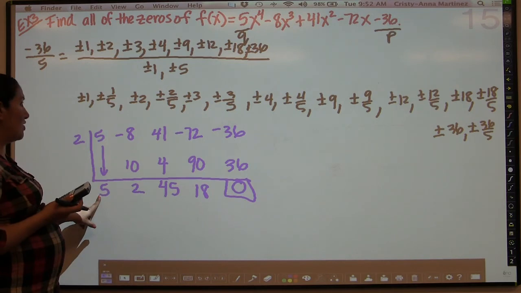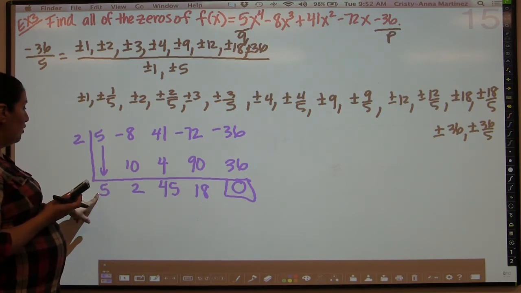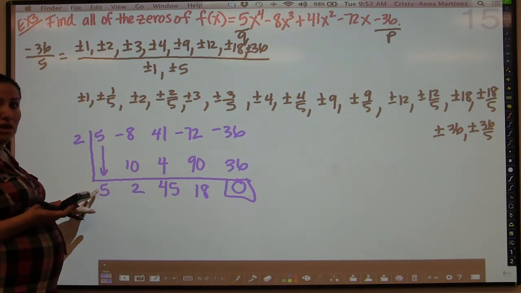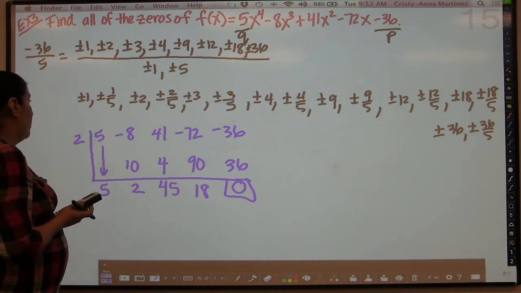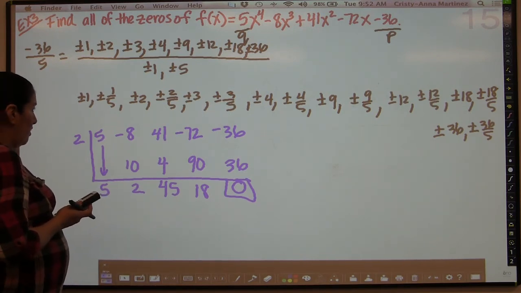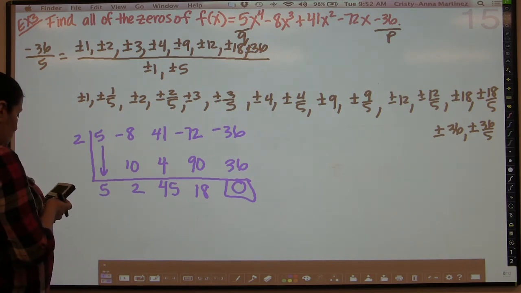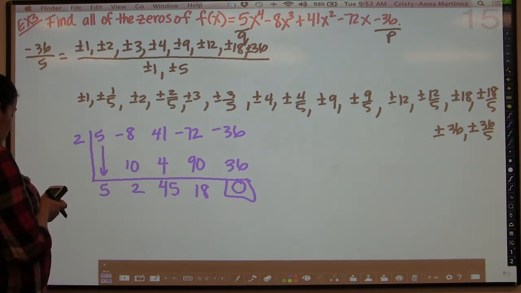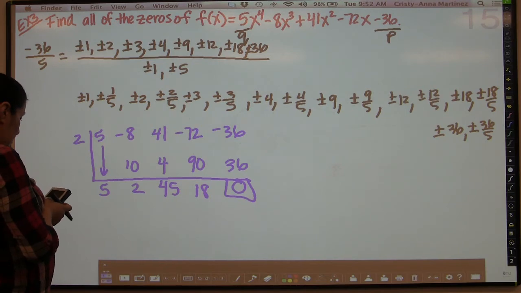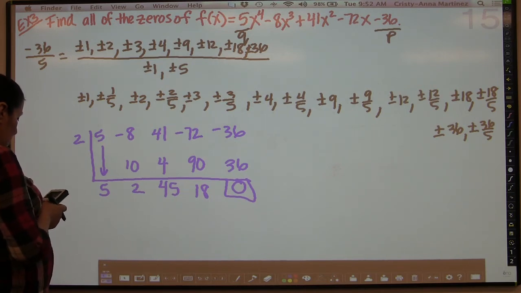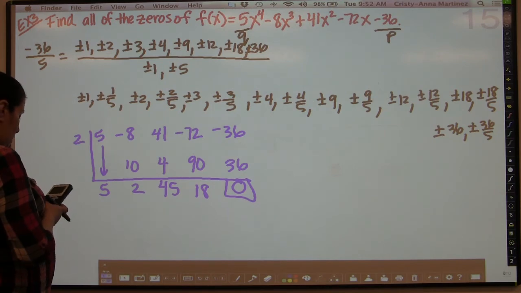But this is not a quadratic yet. This is a third degree. And remember, we want it to be a quadratic so that you can plug it into the quadratic formula. So now I'm going to try another number. What should I try here? Let's see. I am going to try maybe negative 3. Let's try negative 3.